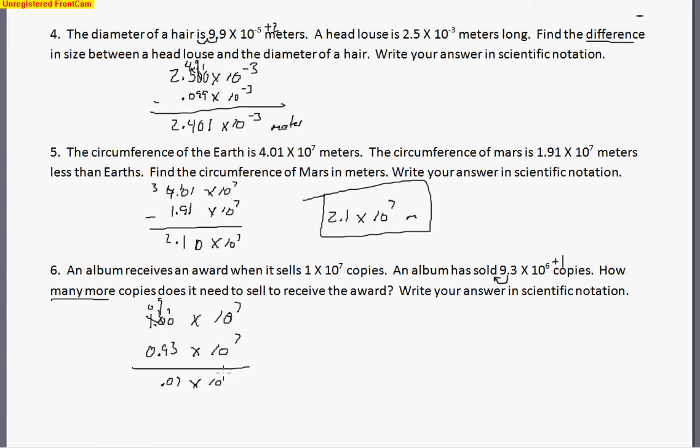7 times 10 to the 7th. So we need to move that decimal now back 2 spaces to the right to become a 7, and then I need to move this. If I make this one bigger, I need to make this one smaller, so I'm taking away 2 10s, and dividing it by 10, that makes 10 to the 5th. So 7 times 10 to the 5th copies is the answer for this problem.